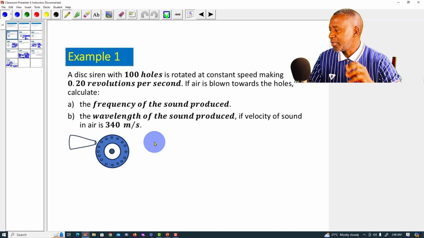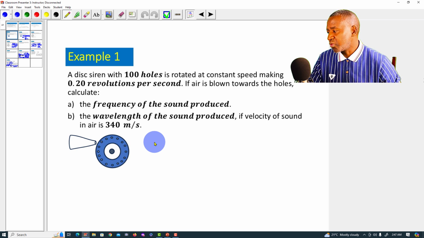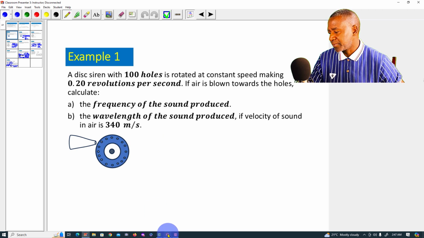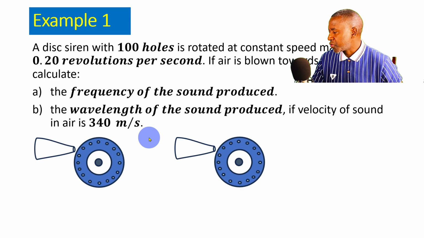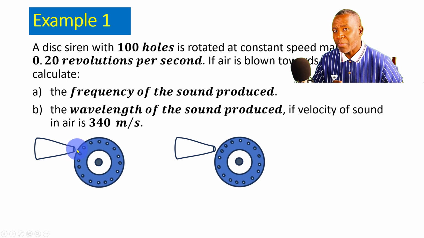At this particular point, let's look at a PowerPoint slide where I explain what happens when a disc with the holes is rotating and air is blown through the holes. So here we've got that particular question. So these are the holes and this disc is rotating. It is rotating, and you can see at one point there is a hole which comes in alignment with this spurt of air.